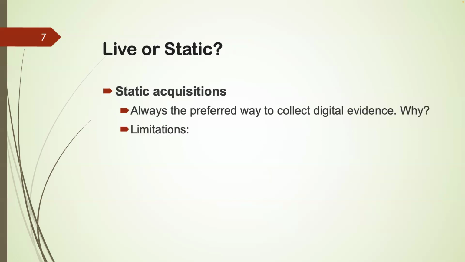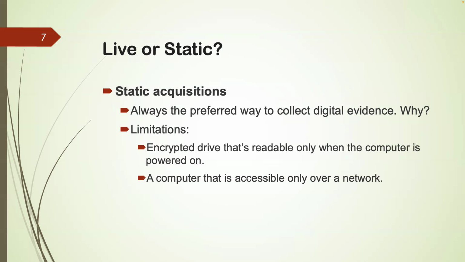All right. So let's dive deep into the live and static acquisition and see what their limitations are and so on. So static acquisition is always the preferred method because it gives you a bigger opportunity, a wide range of options to acquire the data, but it has its limitations. What are those limitations? First is the encryption or password. So, if any file is encrypted or if any file is protected by the password, it will stay encrypted even if you make a bit by bit copy.